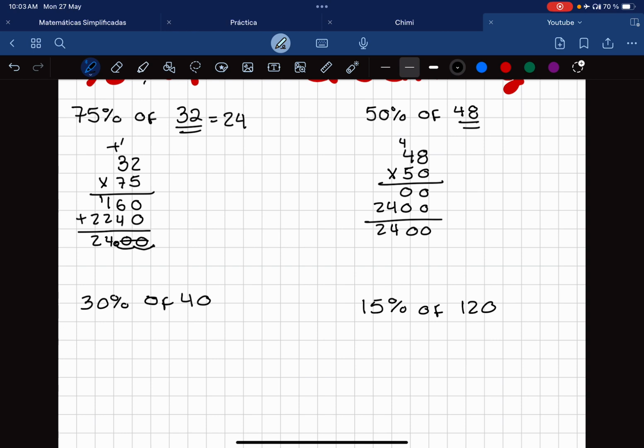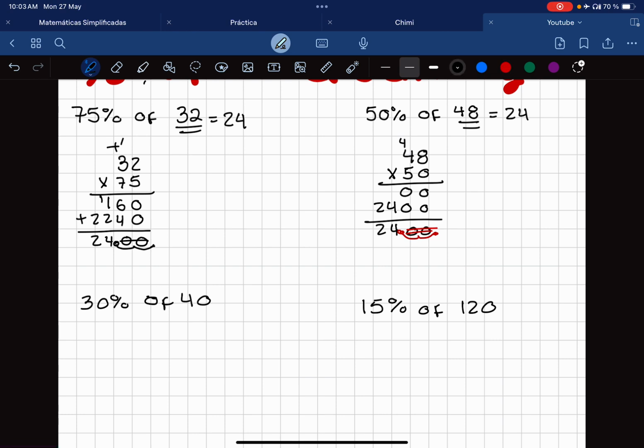And now remember the last part that is really, really important. I'm going to do it in another color so that you remember. We identify that the decimal point is here, because we don't have a decimal point. We move it 2 times to the left. And look at this. It's the same answer as the first exercise. So 50% of 48 is, sorry for the color, 24.